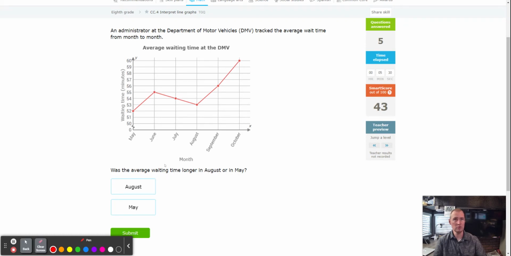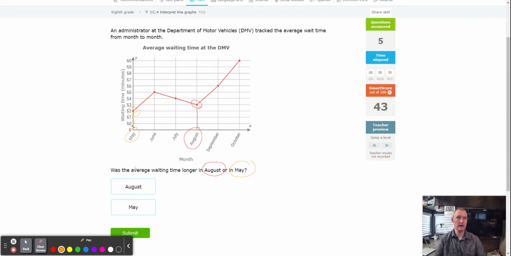So we're going to do a dual comparison on this. Starting with the word August, we're going to go up, and I'm just going to make a circle right there. So that's August for wait time. And just for comparison purposes, let's change the color for May. So May, we're right here. We're going to go up to right here.